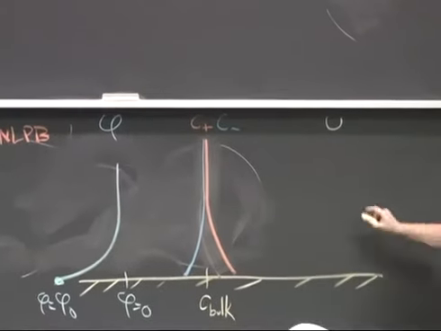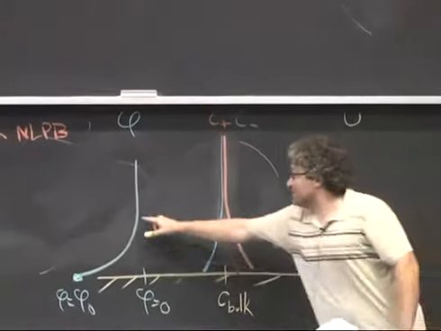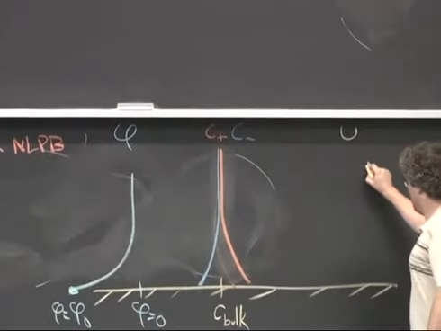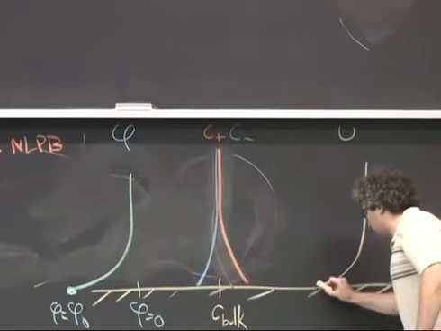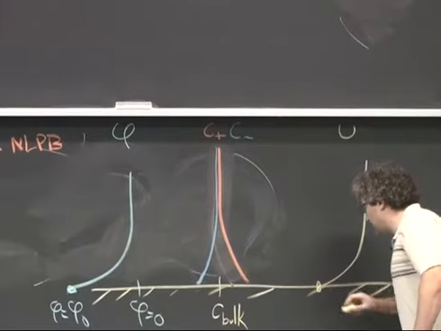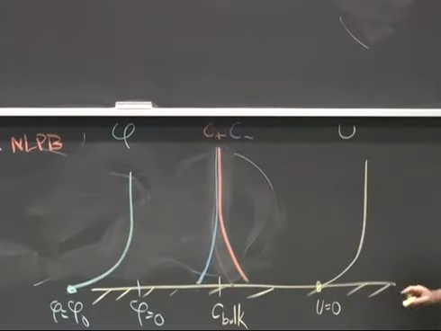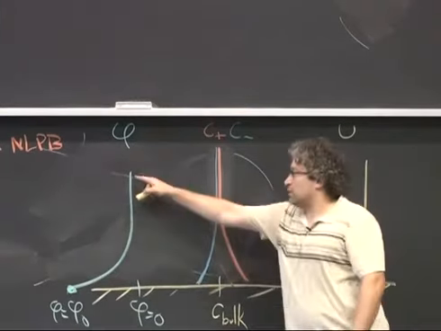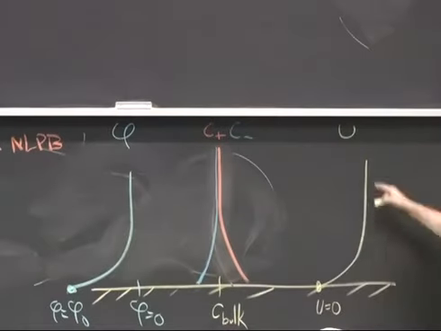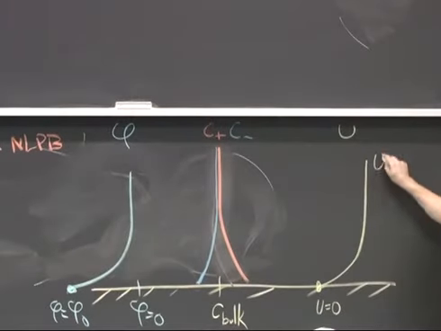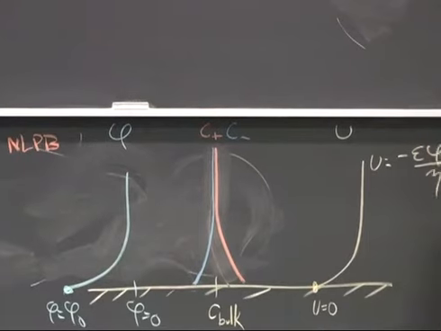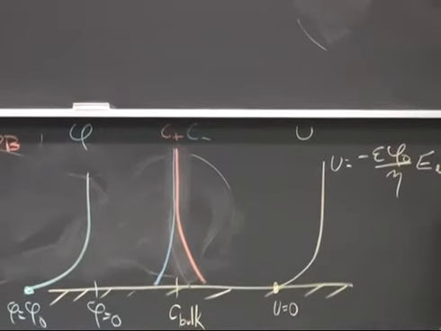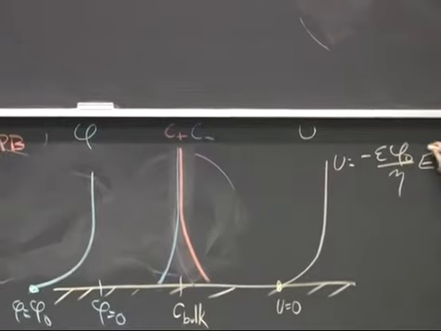In terms of our velocity profile, it looks exactly like phi does, with the difference simply being the boundary conditions. Here, the velocity is equal to 0 at the wall. Here, the boundary condition at infinity is that phi is equal to 0. Here, the boundary condition at infinity is that u is given by minus epsilon phi naught over eta times the extrinsically applied electric field.